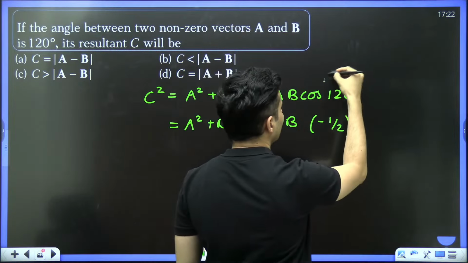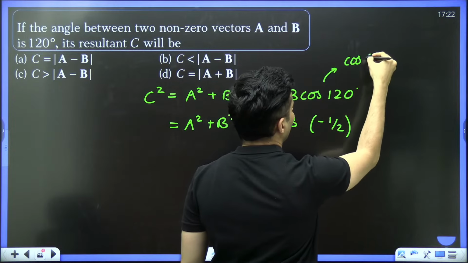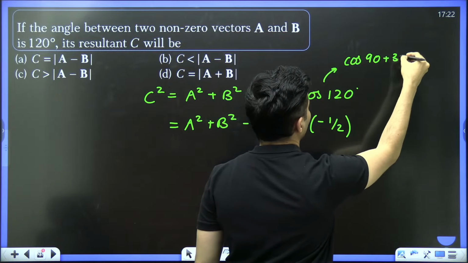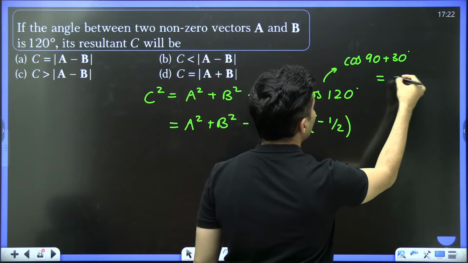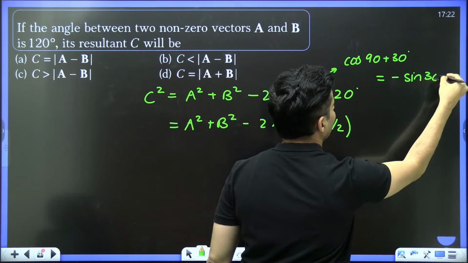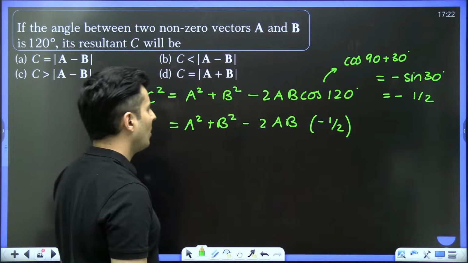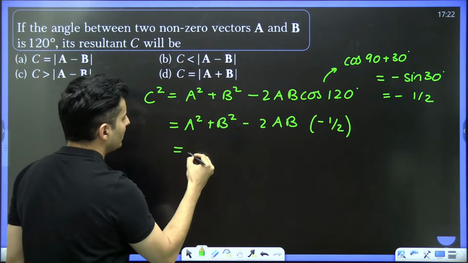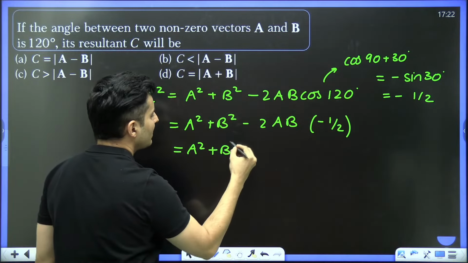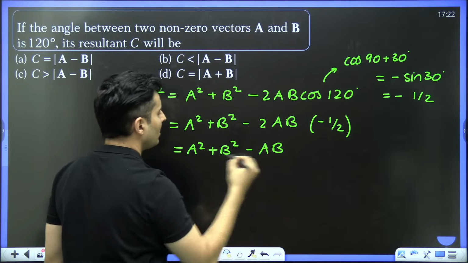So you can always look at this as cos of 90 plus 30. So this will be basically minus sine 30, which is basically minus half. That's how you get this. Alright, so 2 cancels. So this will become a square plus b square minus ab.